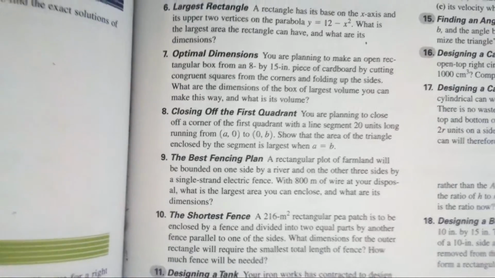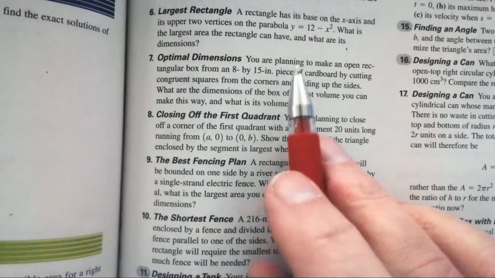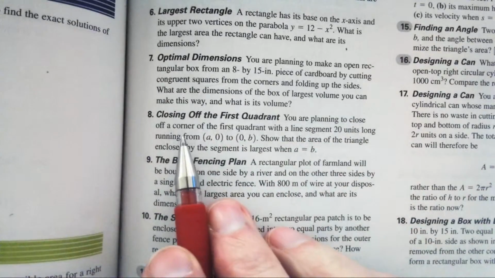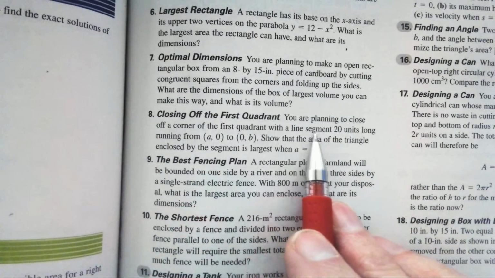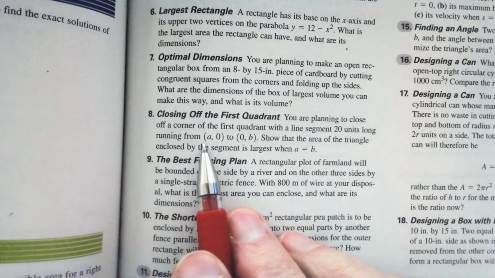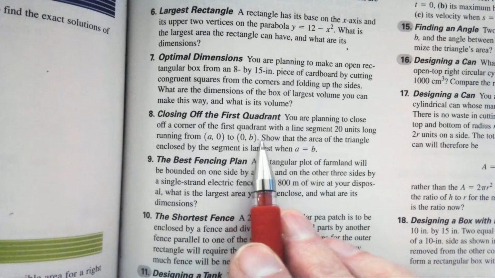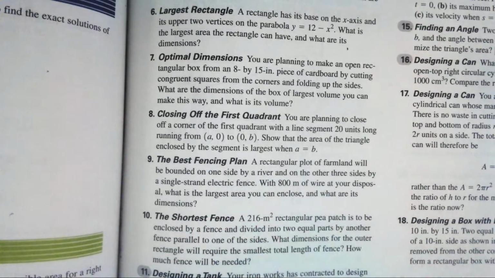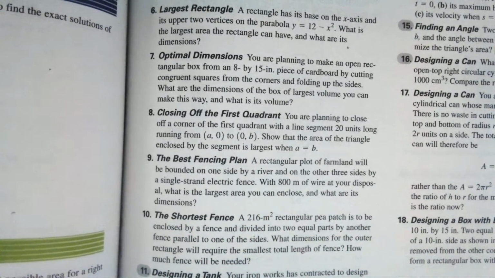Closing off the first quadrant, classic problem here. You're planning to close off a corner of the first quadrant with a line segment 20 units long running from (A, 0) to (0, B). Show that the area of the triangle enclosed by the segment is largest when A equals B. This is not so different than number 2. So, number 8.